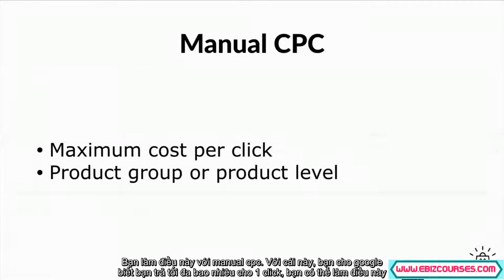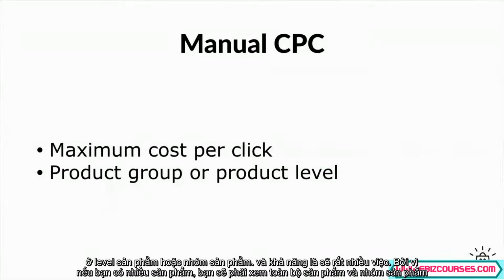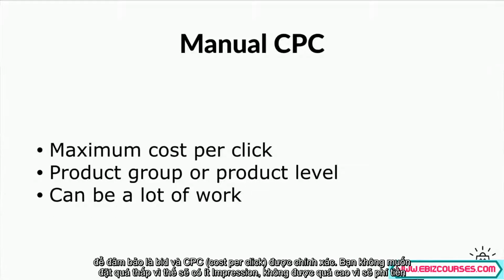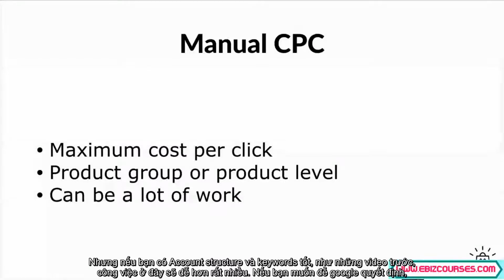So you can do this at a product level or a product group level. And it can be a lot of work, because if you have a lot of products, you're going to have to go through all of your product groups or all your products and make sure that the maximum CPC that you set is accurate. And you don't want to set it too low so you don't get impressions, but you also don't want to set it too high so you're wasting money. But if you have the right account structure and the right keyword filtering, as we've seen in the previous lessons, your work here will be a lot easier.